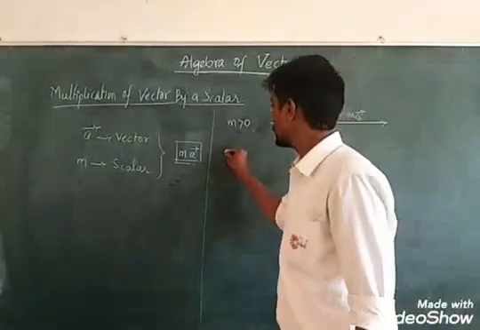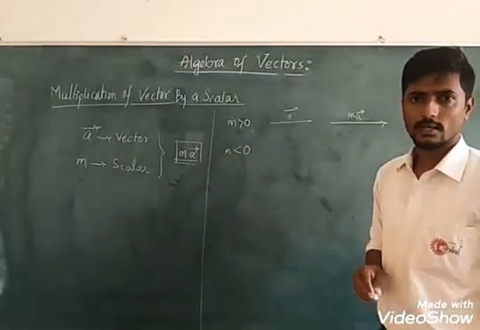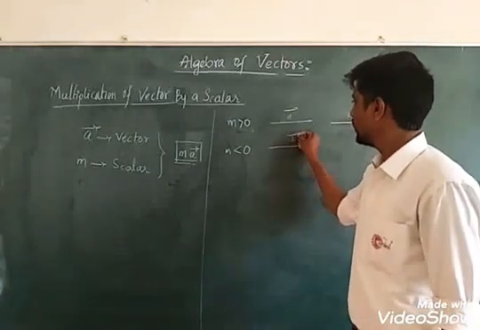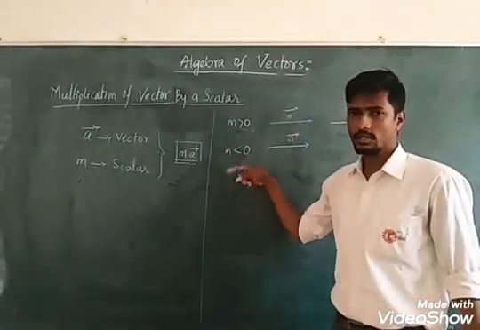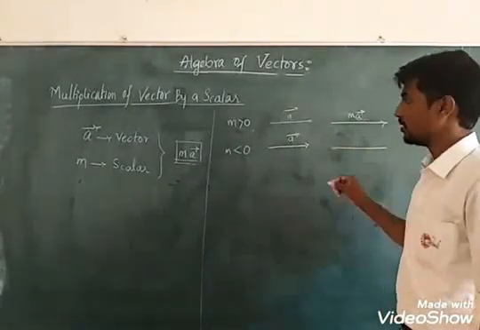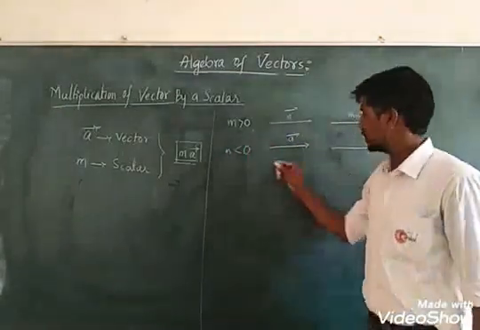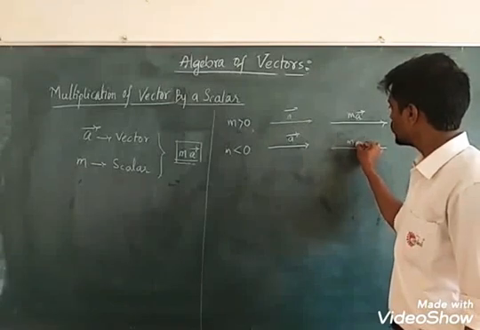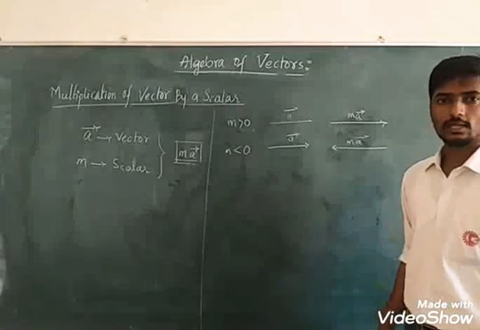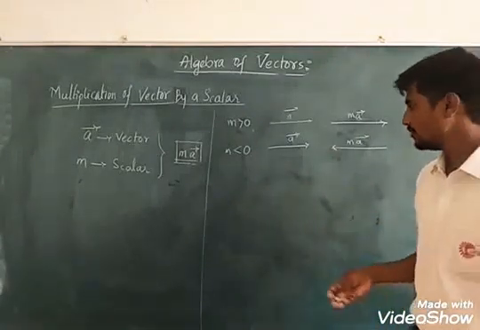Second thing, if M is less than 0, and the vector is in this direction, M is less than 0 means M is a negative quantity. So what happens when we multiply the vector by a negative scalar? Definitely there should be a change of direction. So it will go in this direction, and some length should be increased here. Let us take some examples.